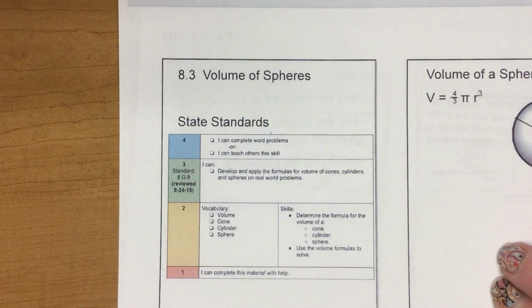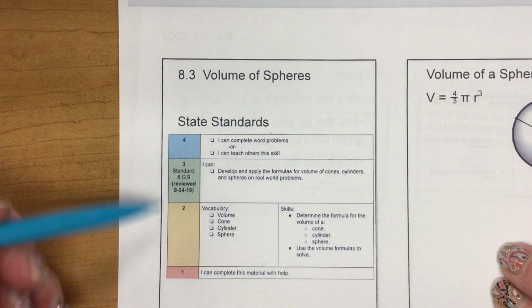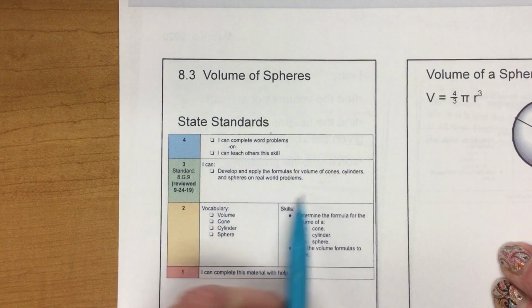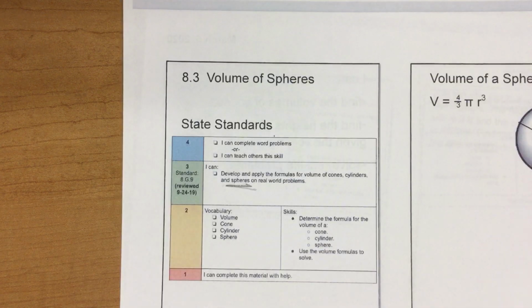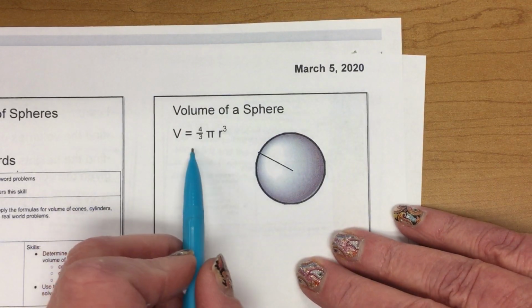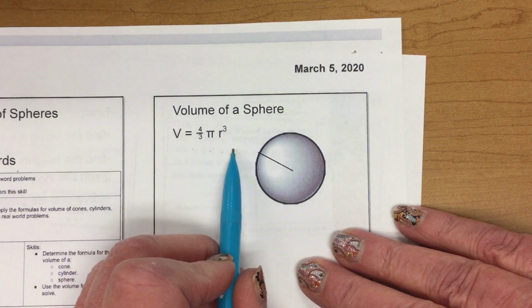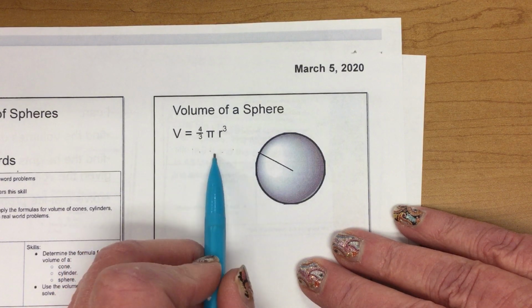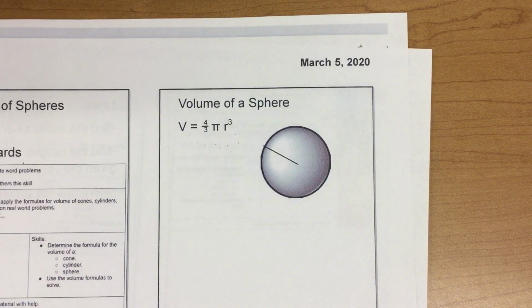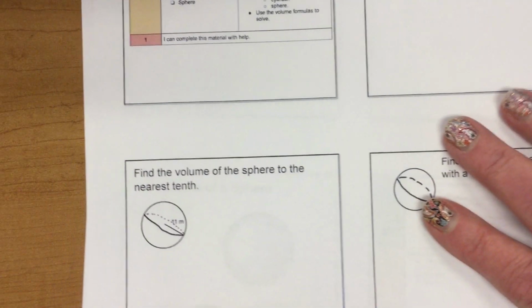8-3, volume of spheres. Our state standard: I can develop and apply formulas for volumes of spheres. The formula for the volume of a sphere is 4/3 pi r cubed. That sounds really weird, but guess what? It works. I don't know who founded that and developed it, but kudos to him, so I don't have to.